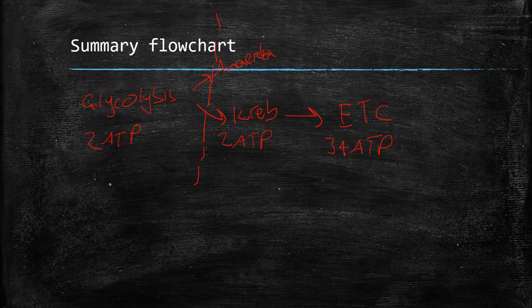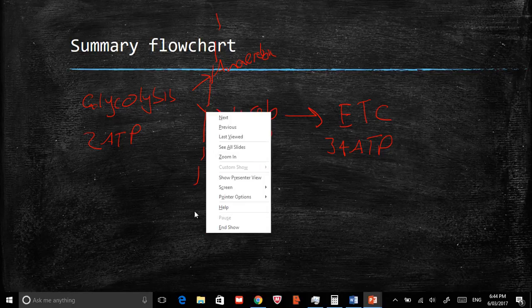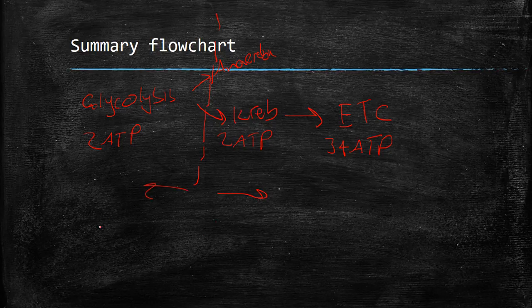All things after this line require oxygen. Rather, all things before this line don't require oxygen, so can occur without oxygen. All things after require oxygen, of course, apart from the anaerobic, which is different. We'll cover that in a different video. And also these all occur in the mitochondria, while glycolysis occurs in the cytosol.